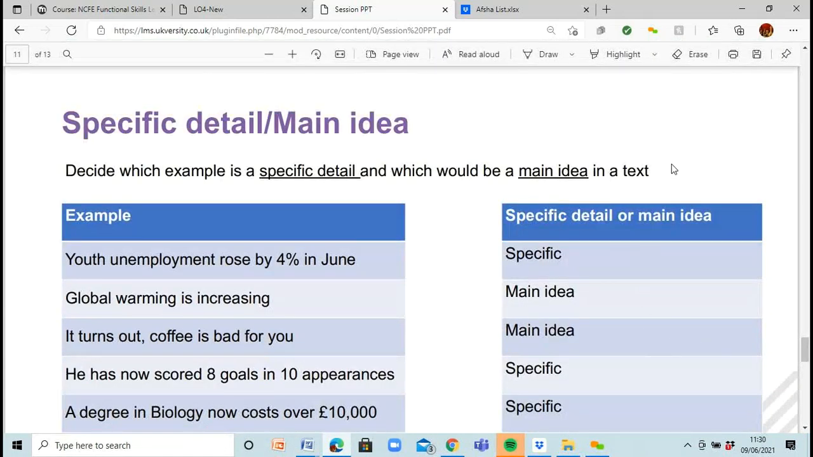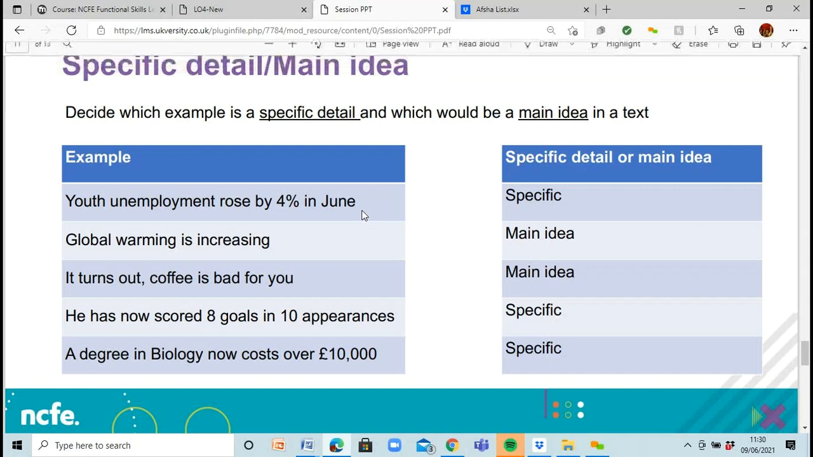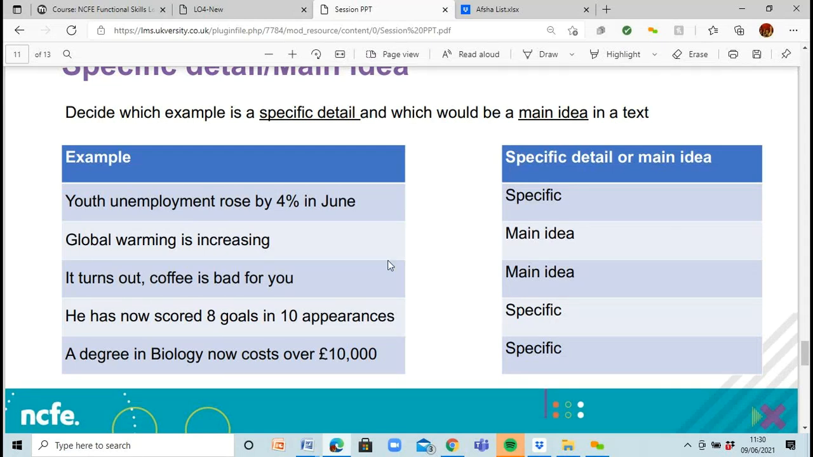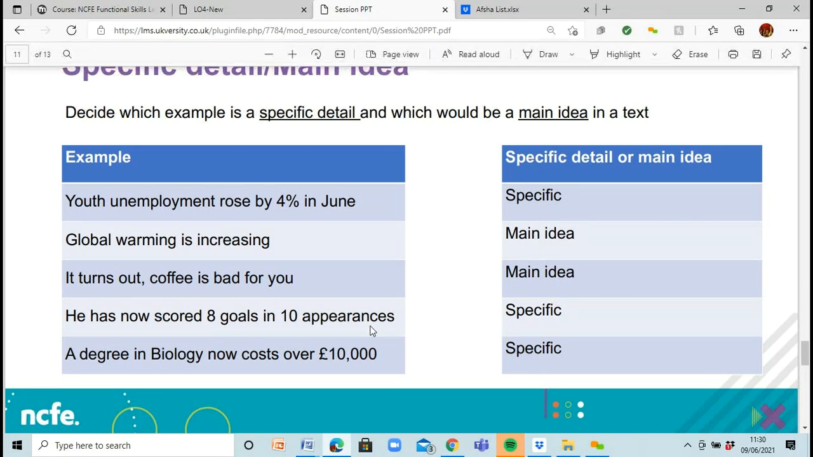So we're looking at specific details. What are specific details? For example, you've got youth employment rose 4% in June. That's a specific detail. Global warming is increasing. That's just the main idea. It's telling you it's increasing, but it's not giving you any facts or any information to reinforce it. It turns out coffee is bad for you. That's a main idea again. They're just telling you coffee is bad for you, but they've not given you any statistics.